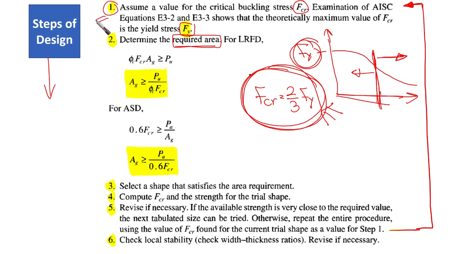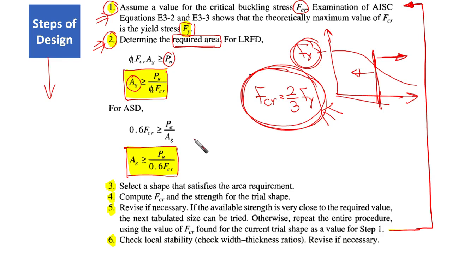Step 1, assumption of FCR. Step 2 is the determination of the required area. Simply, we have two approaches, one for LRFD and the other for ASD. The area gross should be larger than or equal to P ultimate over phi C times FCR. Actually, it comes from our famous equation: phi C times FCR times area gross should be larger than or equal to P ultimate.